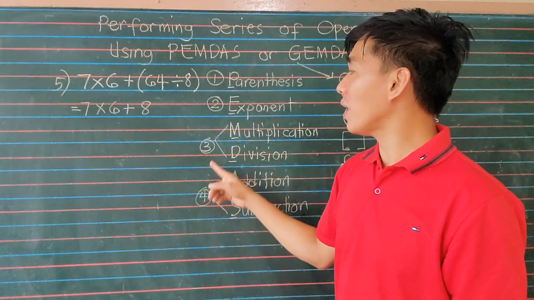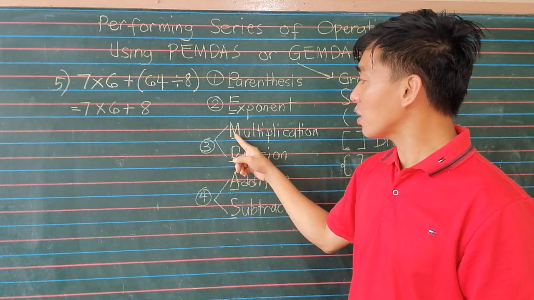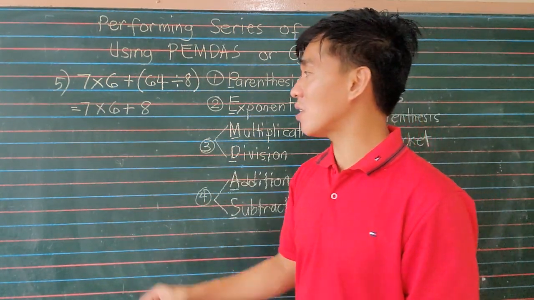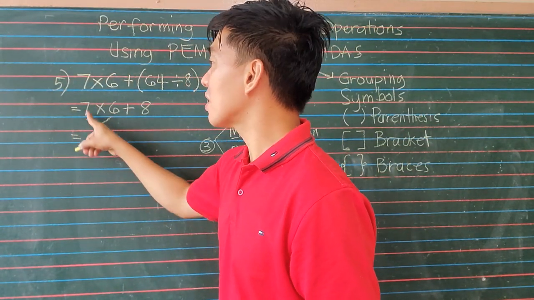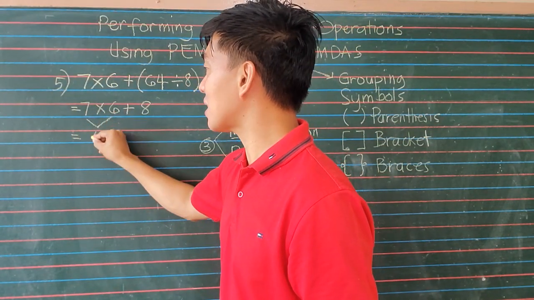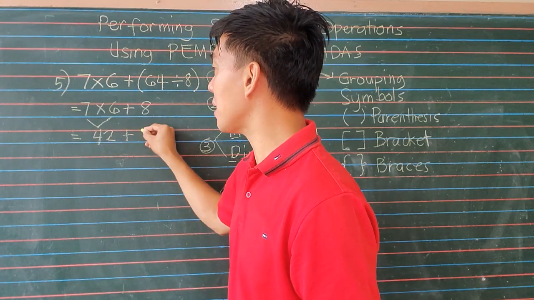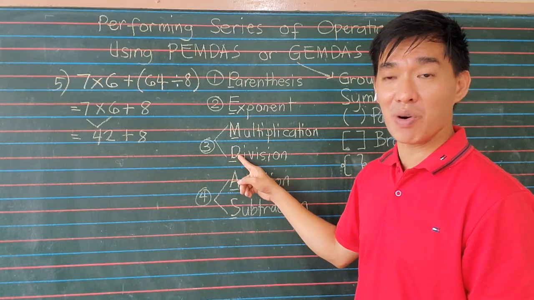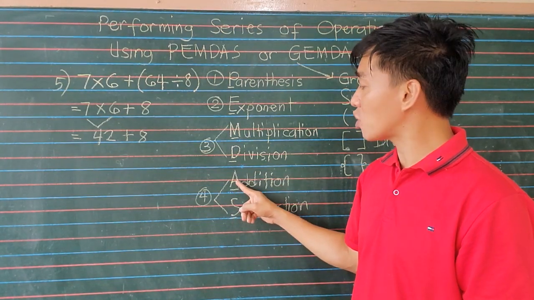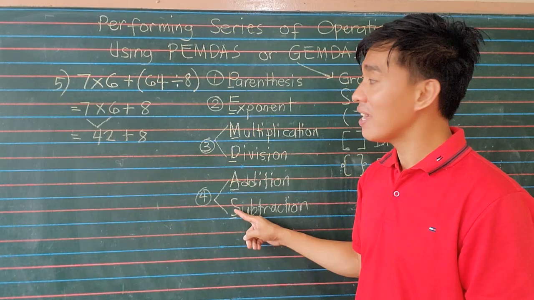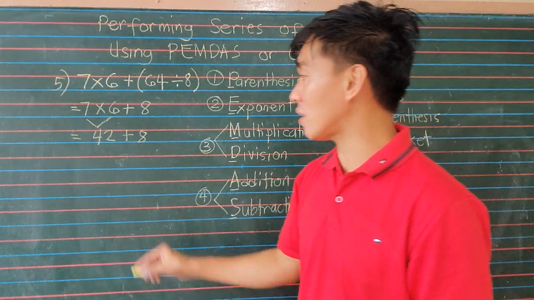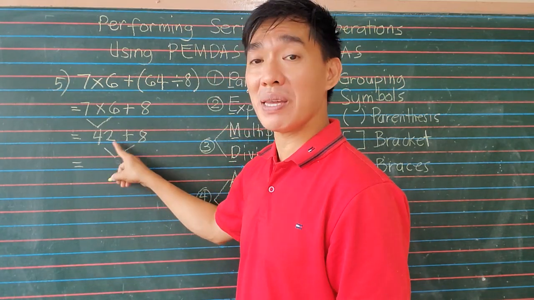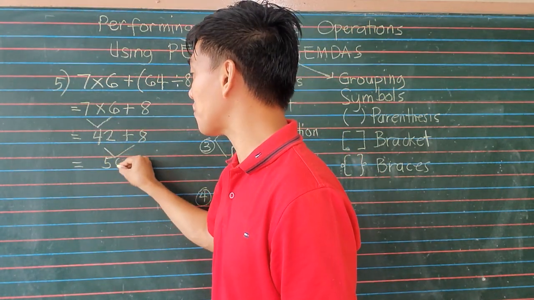There's none. So let's proceed to the third step. Do we have multiplication or division? Yes, there's multiplication. So you multiply first. 7 times 6 is equal to 42. Then you just copy plus 8. If you don't have multiplication and division anymore, proceed to the next step, which is addition or subtraction. In this case, we do have addition. So 42 plus 8, the answer is 50.